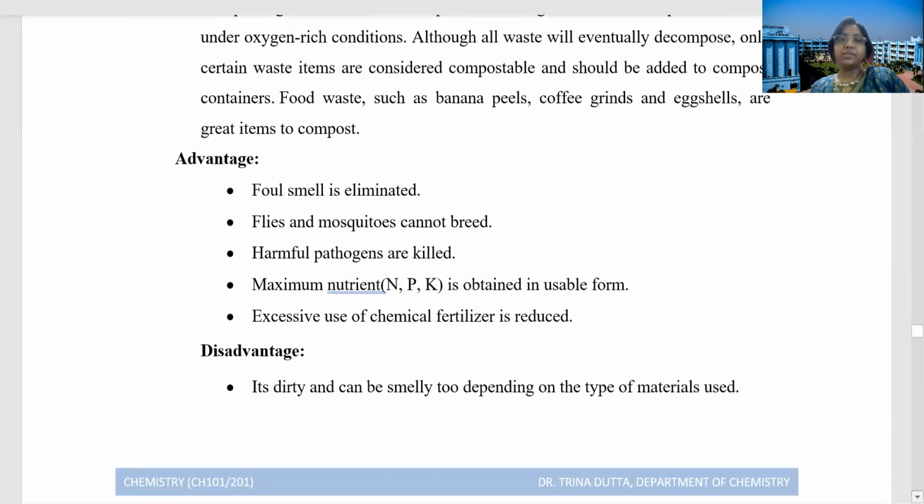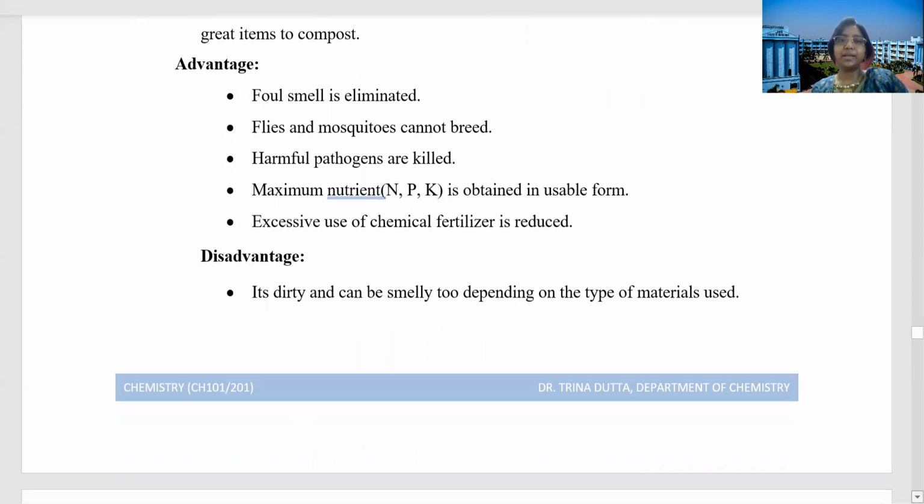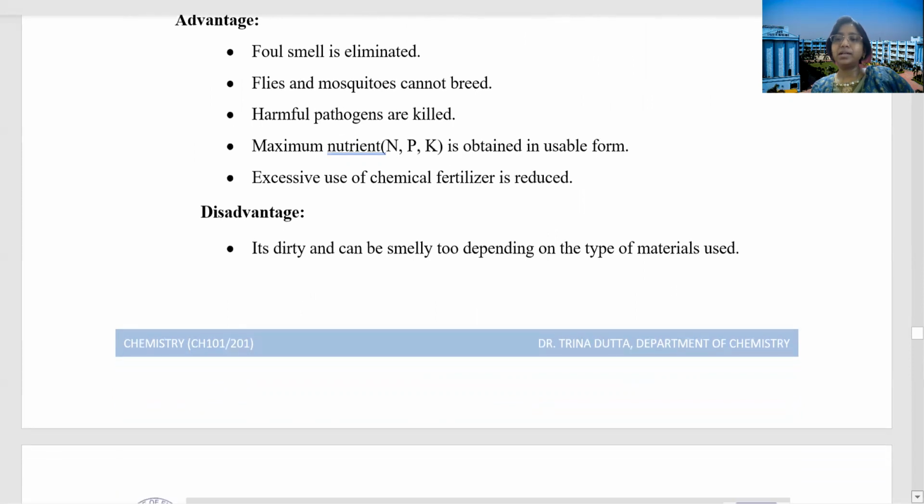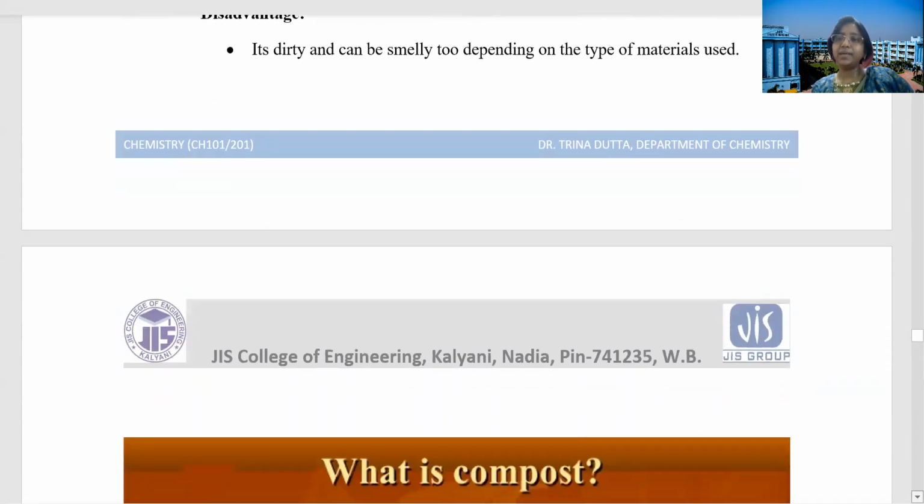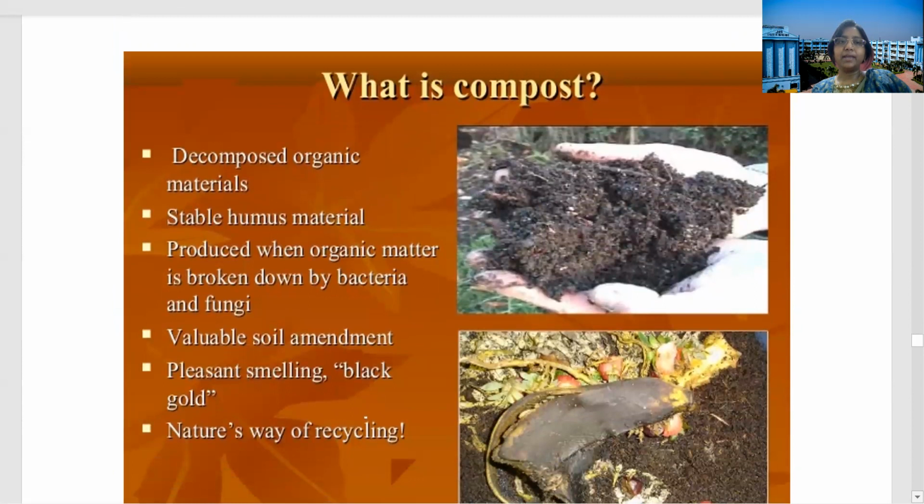The advantages of composting are that foul smell is eliminated, flies and mosquitoes cannot breed, harmful pathogens are killed, and maximum nutrients are obtained in usable form. Excessive use of chemical fertilizer is reduced. So this is the natural fertilizer we can use. Disadvantages: it's dirty and can be smelly too, depending on the type of material. So this is the picture of compost. You can see here the decomposed organic material.